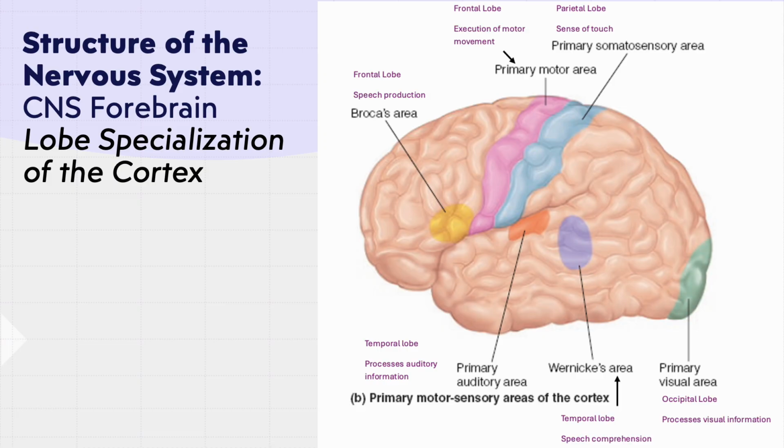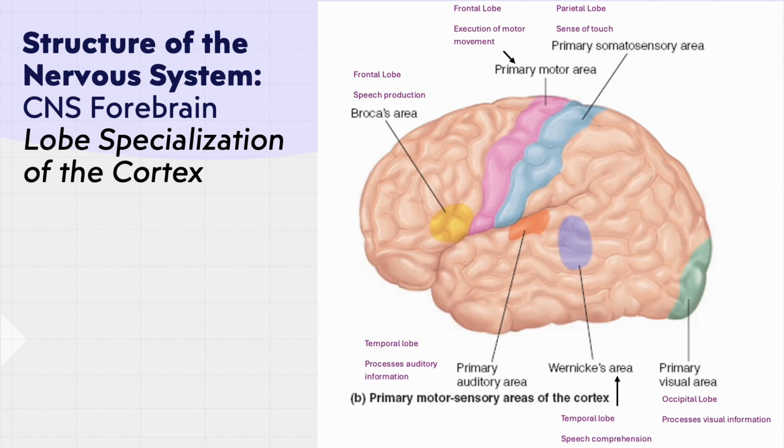Now, within the forebrain, the lobes of the cortex do have some specialty areas. The first of which is Broca's area. That's in the frontal lobe, and it's responsible for speech production. There's a thing called Broca's aphasia, which is where damage to this area causes a person to be unable to produce speech. Next, we have the primary motor area, again in the frontal lobe, and that is for execution of motor movement.